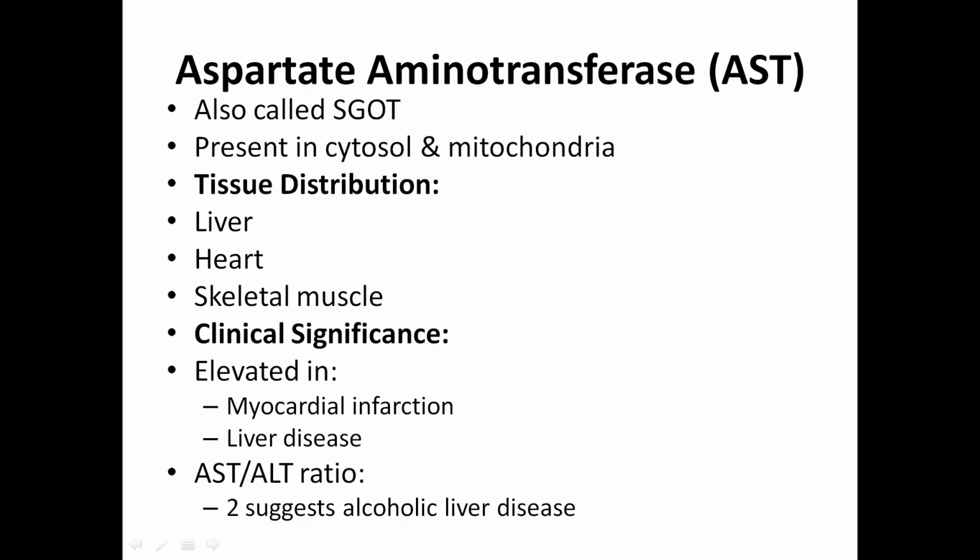Aspartate aminotransferase, AST, also known as SGOT, is present in the cytosol and the mitochondria, and is mainly found in the liver, heart and skeletal muscles. What is the clinical significance? It is elevated in myocardial infarction and liver disease. The ALT-AST ratio suggests alcoholic liver disease.